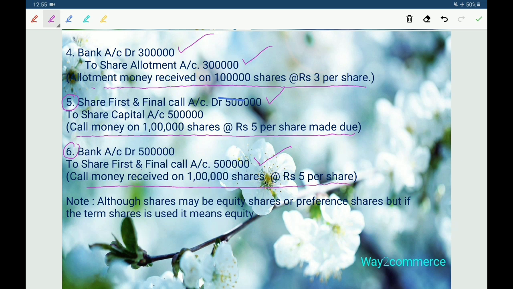So these are the basic entries. One note is given: although shares may be equity shares or preference shares, if the term shares is used without specification, that means only equity shares. Okay, so these are the basic entries at the time of issue of shares.